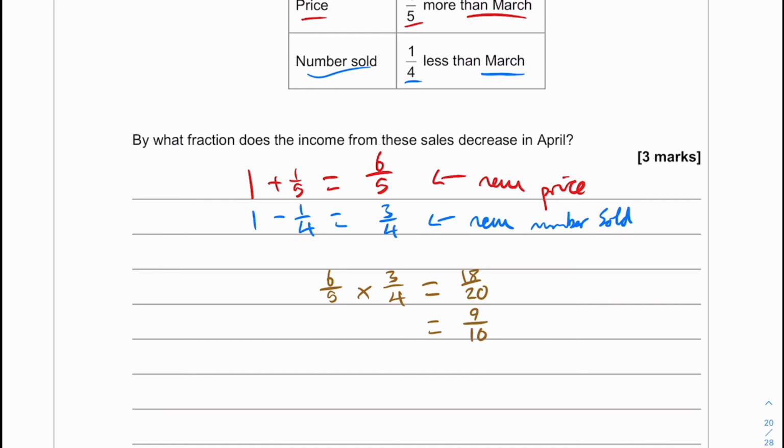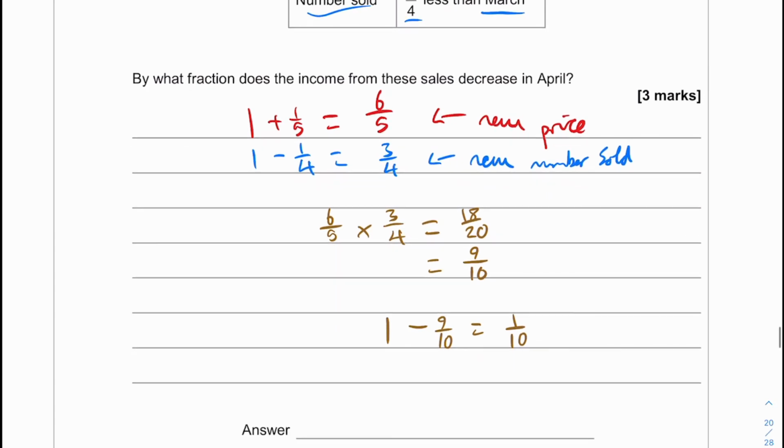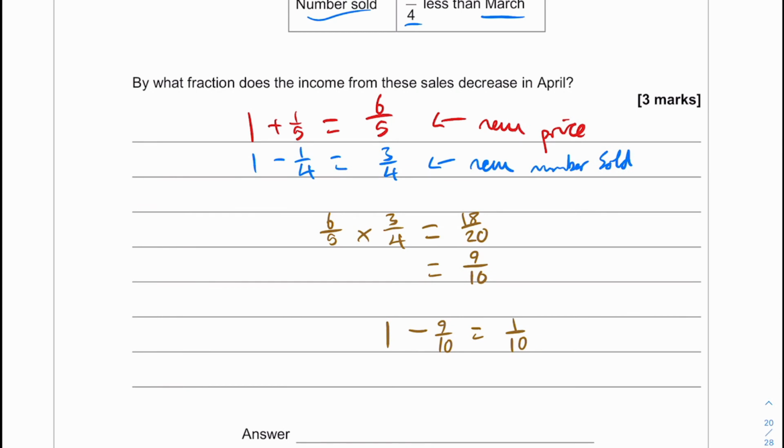So when we take into account the price and number of laptops sold, we can see that we've got 9/10 of the value that we did in March. So this means that we can do our 1, the initial unit for price and number sold in March, and then we can take away our 9/10, and that is equal to 1/10, which is the decreased value in April. We could convert this into a percentage, although actually no, it asks us for what fraction the income decreases, so we can just say our answer is 1/10.